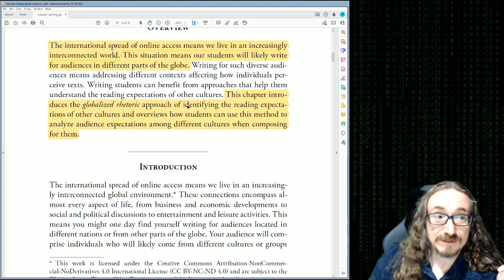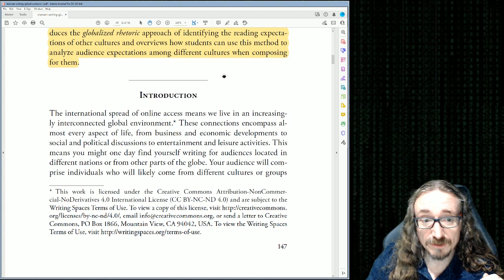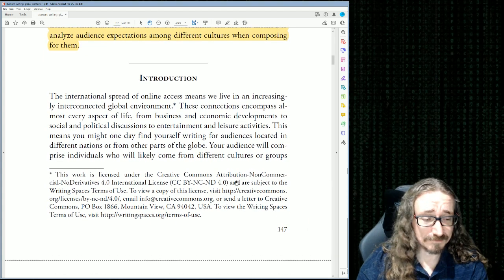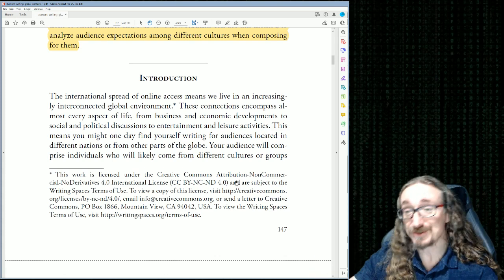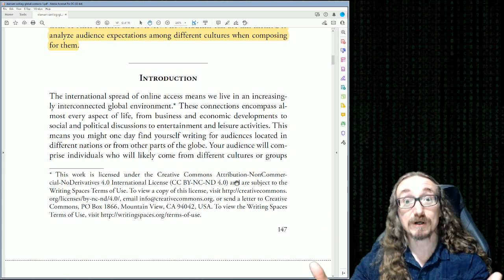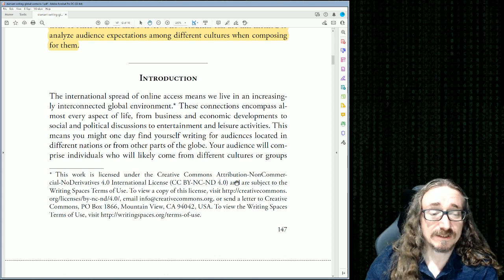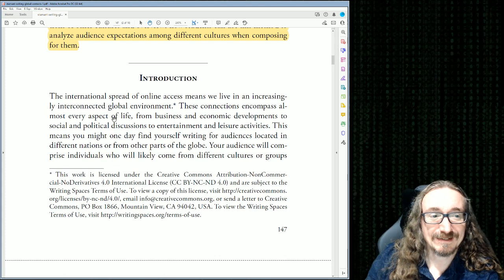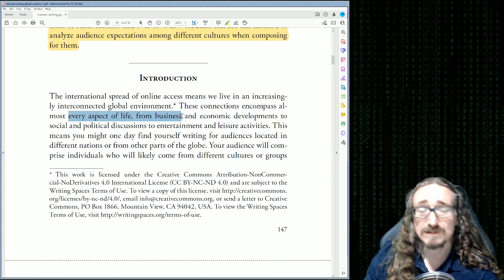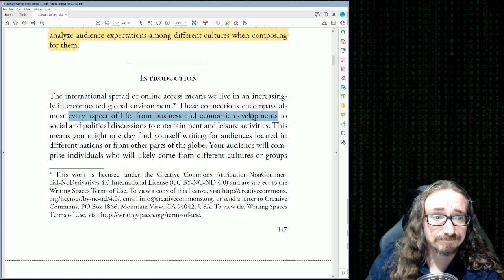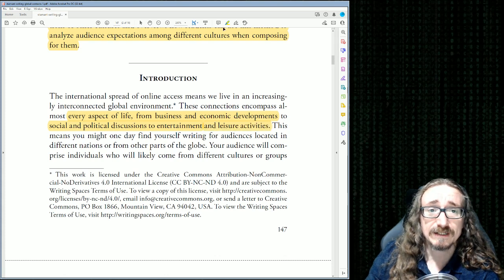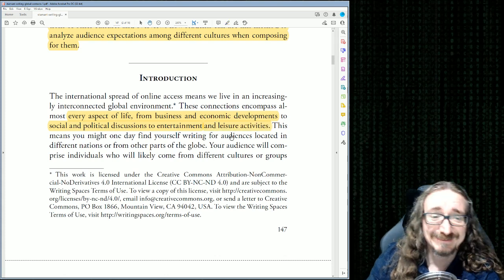What he's talking about here, this interconnected world. Maybe you might be interacting with somebody from South Korea one day, or maybe within the same day, South Korea, Australia, India, Germany, Ireland. A lot of different countries and cultures will be involved in almost every aspect of life. Look what he's got here: from business, which is what I was concerned about, but also social and political discussions, even entertainment and leisure activities. So it's pretty awesome to think about this.